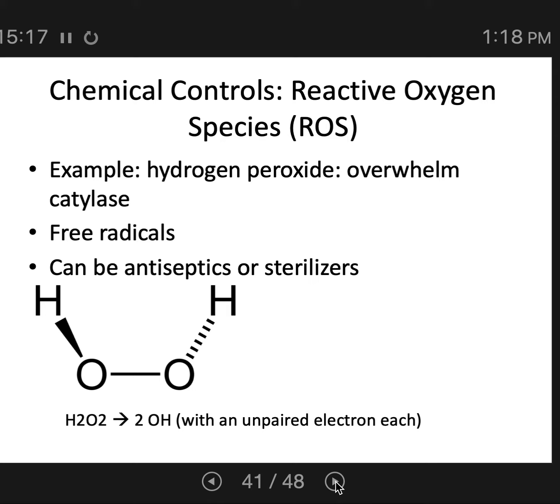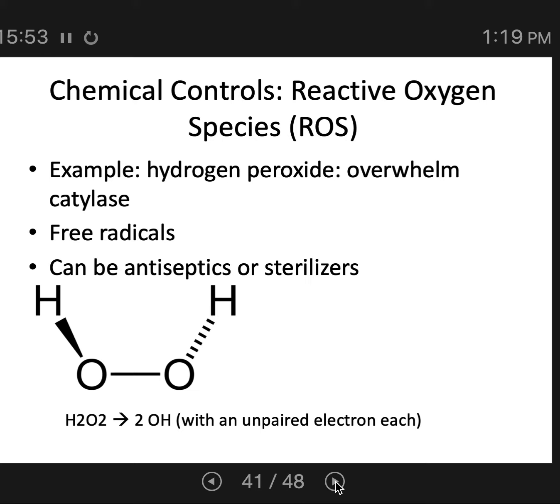But even if you're working with an aerobic organism that's infecting a wound or something, if you overwhelm their enzymes that neutralize reactive oxygen species, you can add more reactive oxygen species than the aerobic microbe can handle, right? So you overwhelm their catalase, their superoxide dismutase, their peroxidase. So what this does is it creates free radicals in the cell. Free radicals are molecules with unpaired electrons, and they just wreak havoc on all the essential molecules of the cell.